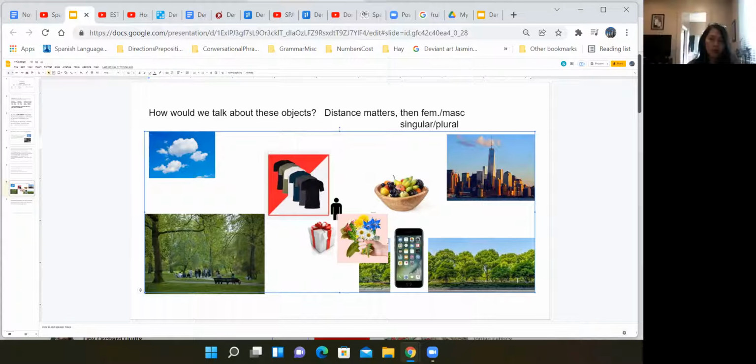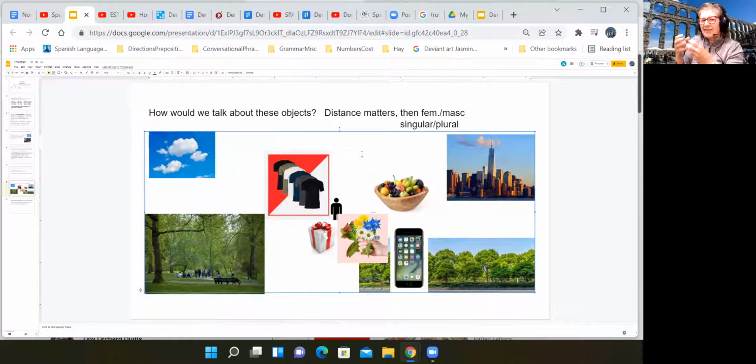Regalo. Este regalo. Este regalo es una cosa masculina. Bien, perfecto, muy bien. Flores. Las flores. Estas flores. Yeah, these are really kind of close. Estas flores. Este regalo. Estas flores. Okay. And it's always kind of a relative thing.